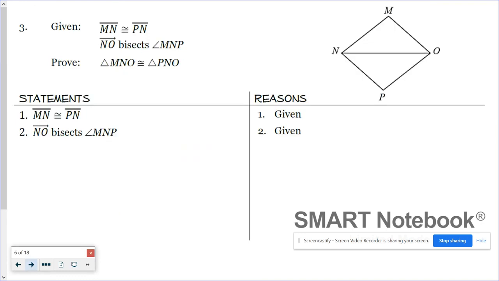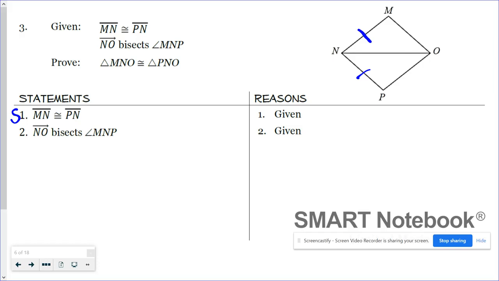All right, so here in this problem, we have given MN is congruent to PN. So I write it down in my two columns. I'm going to label my diagram, so MN and PN. And what I notice is that those are sides of my two triangles. So I'm going to make a little side notation here with an S, indicating that I have a pair of congruent sides.